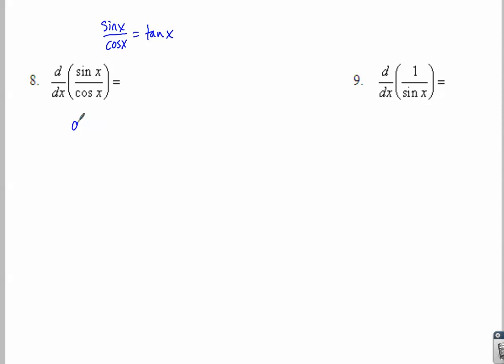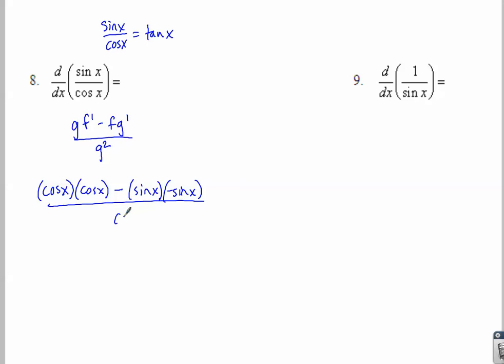Using our quotient rule, bottom always goes first. g f prime minus f g prime over g squared. So the derivative is starting with the bottom, cosine x. F prime, the derivative of sine is cosine x, minus f, that's the top, sine x. Derivative of the bottom is negative sine x, over bottom squared, cosine squared x. Cosine times cosine is cosine squared x, minus, a negative is plus, sine squared x, over cosine squared x.